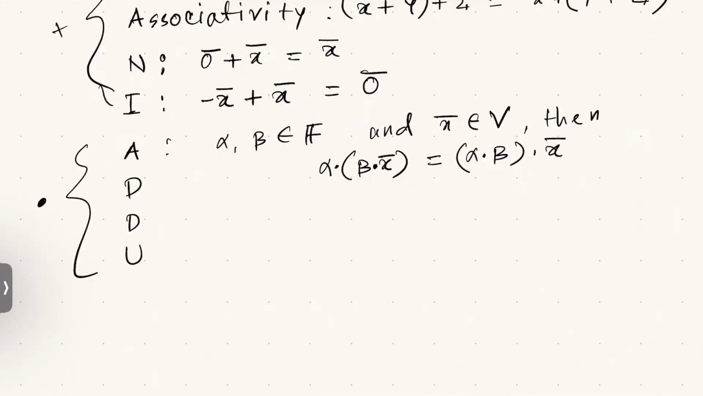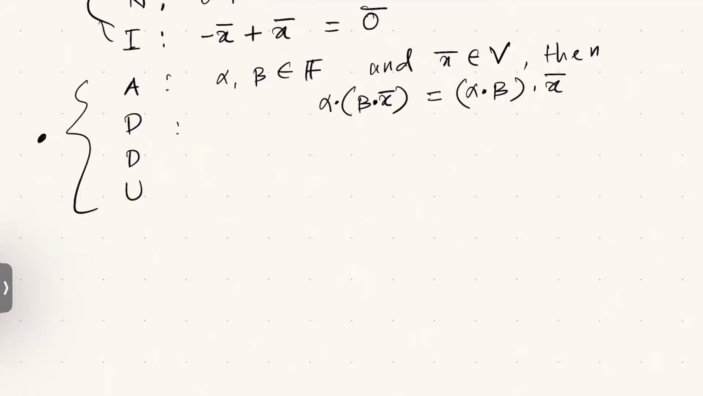This dot, it is the multiplication. This is the scalar multiplication. You are multiplying a field element or scalar with a vector, but this dot, it is in the field. So you are multiplying two field elements or two scalars.